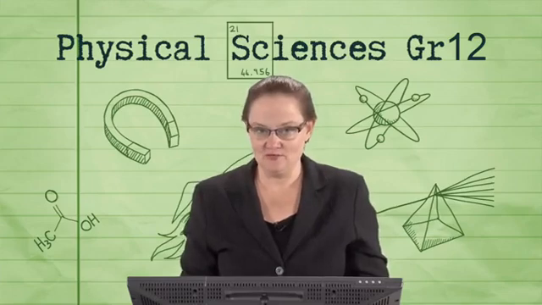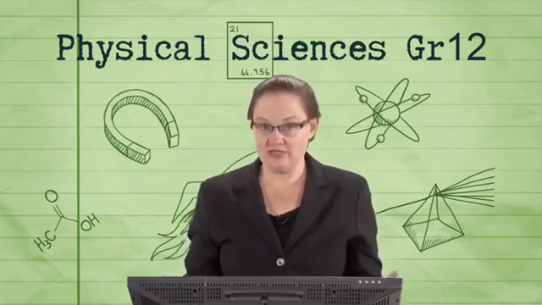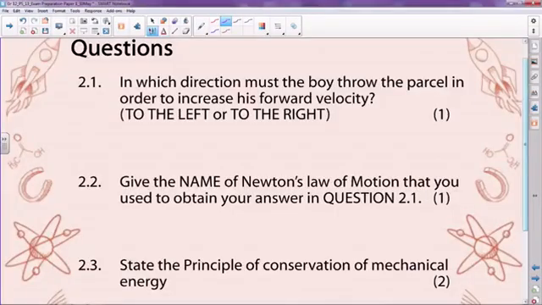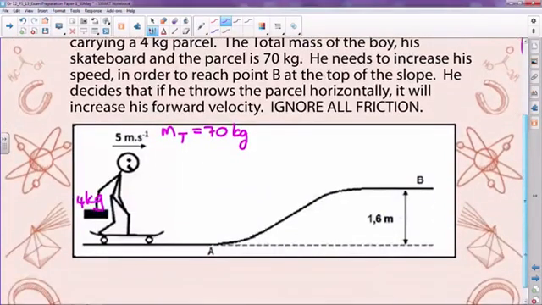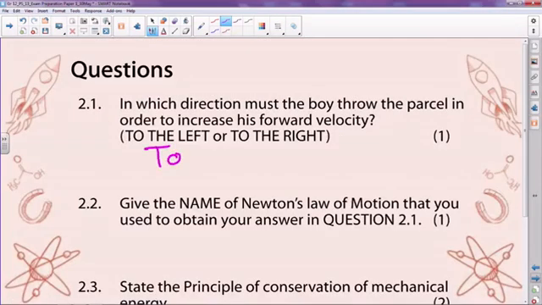Right, so let's see how you did. First of all, in which direction must he throw the parcel in order to increase his forward velocity? Now, he wants to go to the right, which means he needs to throw the parcel to the left. And in figuring that out, we're actually using the law straight away. It's not Newton's first law, so it's got nothing to do with inertia. It's not Newton's second law. This is a Newton's third law question. That's what makes this such a nice question. So here, we have to throw it to the left, so that's what we write in.